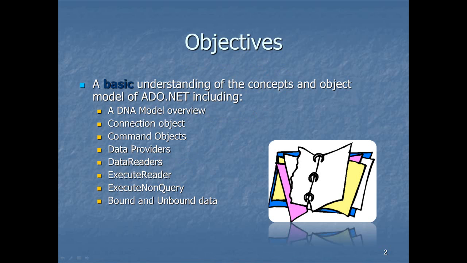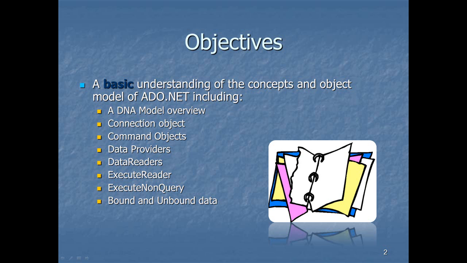So our objectives within this section is, again, a basic understanding of the concepts and the objects and the object model of ADO.NET. And this is going to be our bare knuckles type coding. When I say bare knuckles, we're going to have total control over the connectivity to the database. So the first thing we're going to take a look at is a DNA model overview. Remember that DNA reference model talks about the responsibility of different pieces of software, and we're going to review that briefly. And then we're going to start taking a look at the objects that it takes to make connectivity.